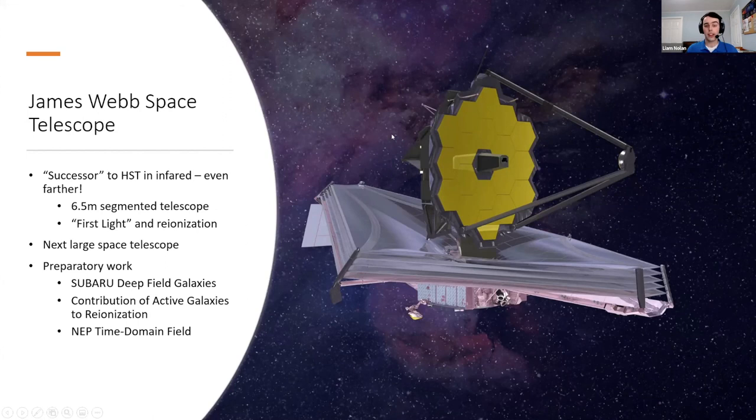We're also using a lot of analysis of things like the North Ecliptic Time Domain Field, which is essentially this little area in the sky very close to the North Pole, where the JWST Space Telescope can actually look at constantly throughout the year. And that allows us to do a lot of cool research. And that's something that I'm involved in.